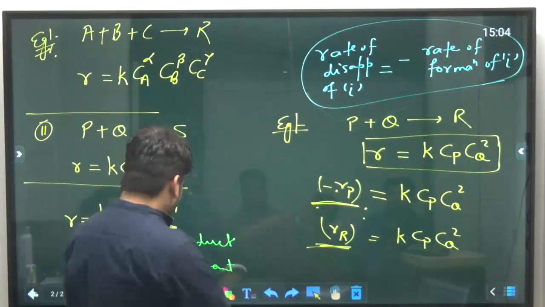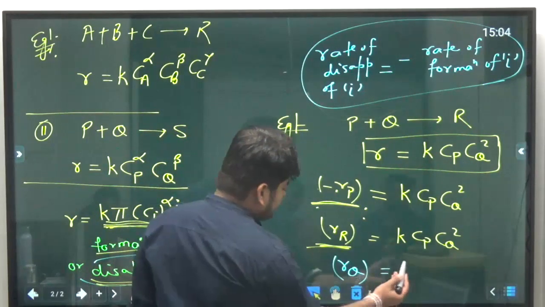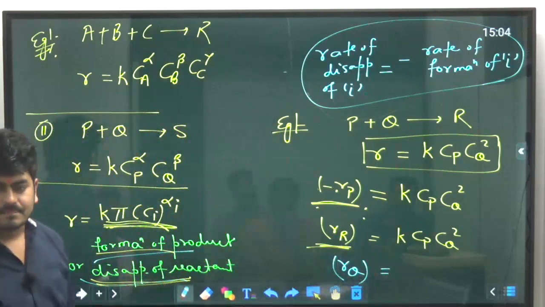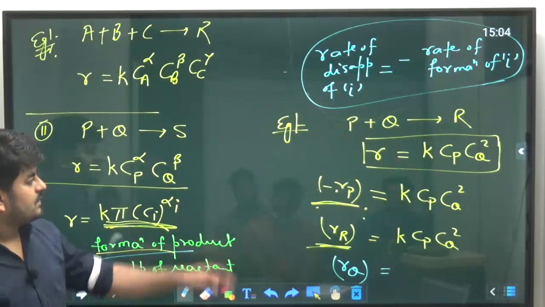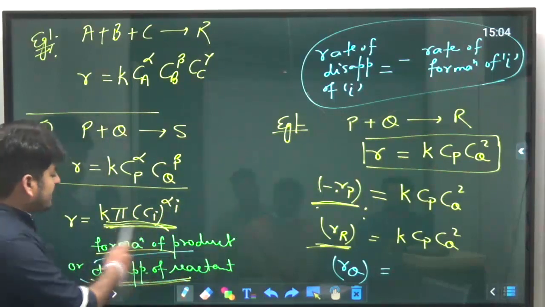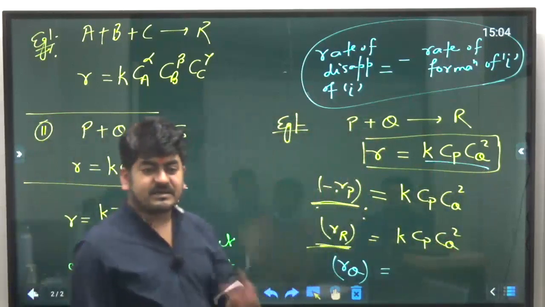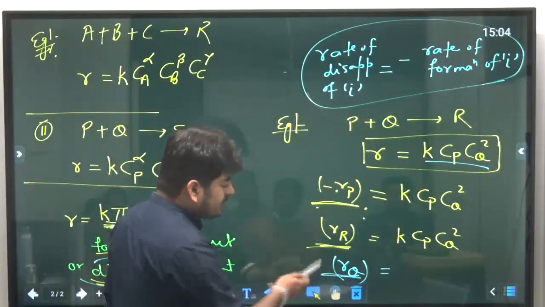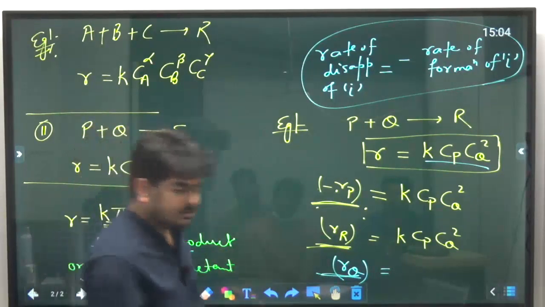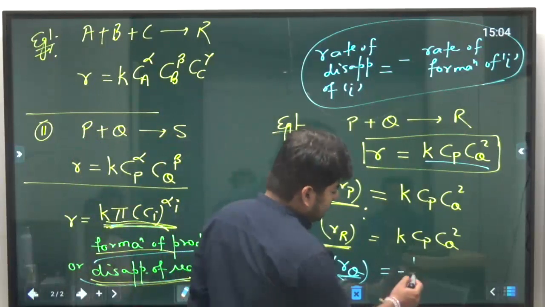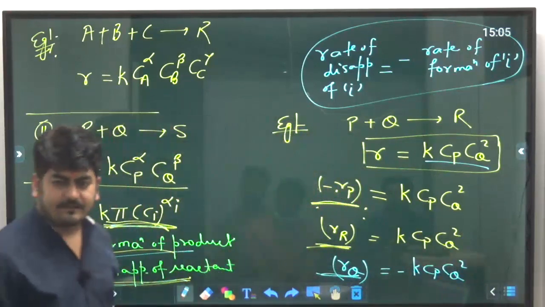Now if I want to write Rq, then what is Q? Reactant. The right hand side part represents the disappearance of reactant, but I am talking about formation of reactant. Directions are opposite, so I have to write it as minus of K Cp Cq square. Clear?